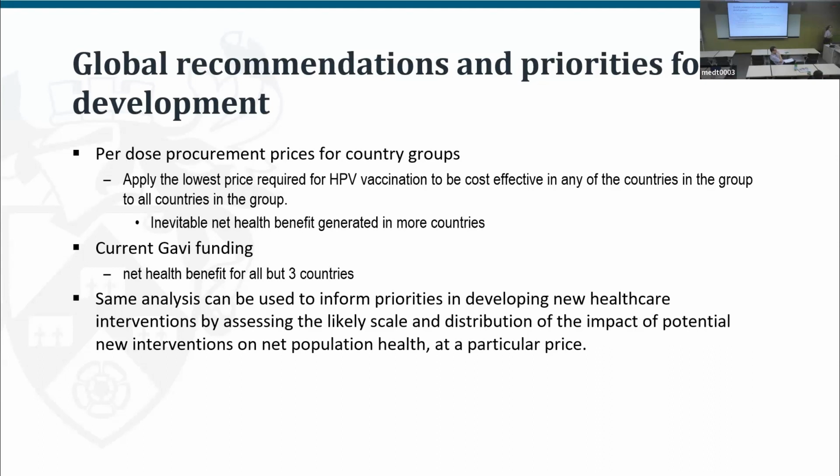So this same type of analysis can then be used to inform priorities in developing new healthcare interventions by assessing the likely scale and distribution of the impact of potential new interventions on net population health at a particular price. I have this just as one bullet in here because we don't have any published research on this, but this informs how the Bill and Melinda Gates Foundation prioritizes the development of new interventions as part of their integrated portfolio management. And it was work that was undertaken in parallel with this work to come up with that strategy.